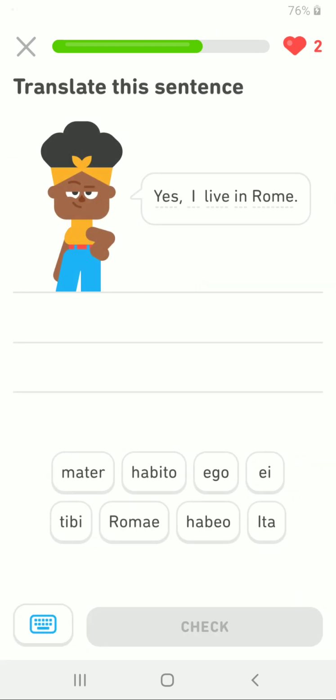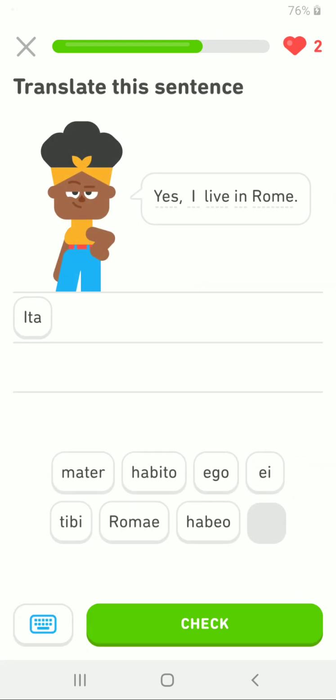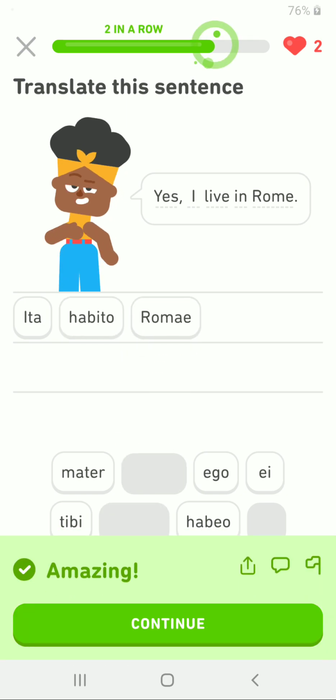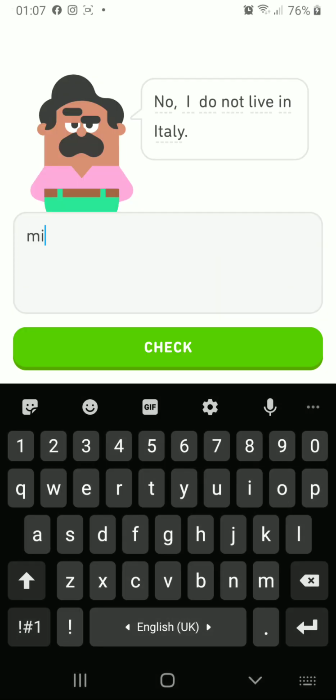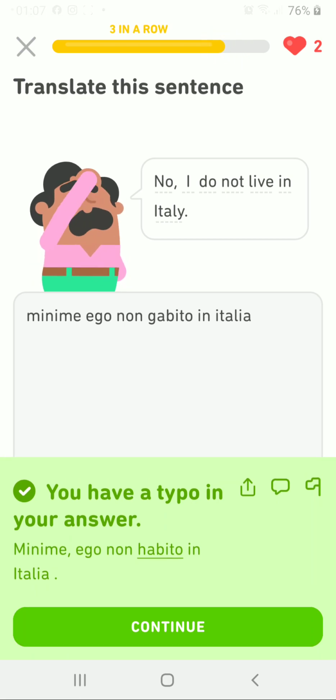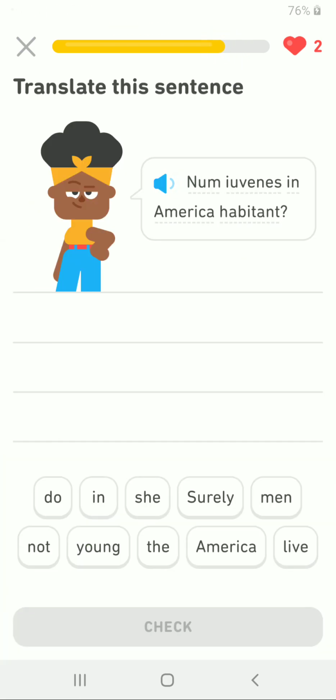It's good. Yes, it's ita. Ali habito Romai. So habito, habis, and habit. No, it's minime. Minime ego non habito in Italia. That should be the right one. Oh, okay. So a typo there.